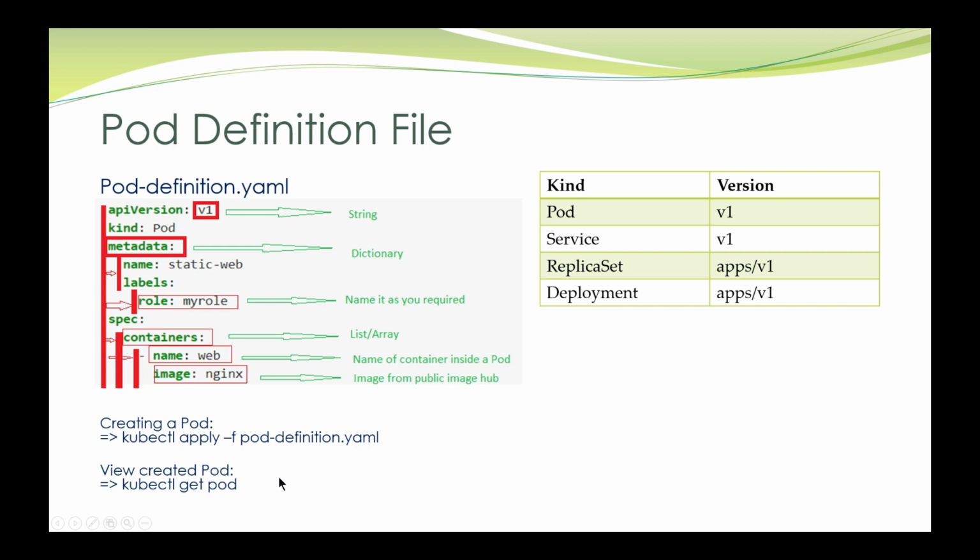So once the pod gets created, how to get the information? You need to run kubectl get pod. It will list all the pods that are created in the default namespace. On the right side, you can see there is a table.